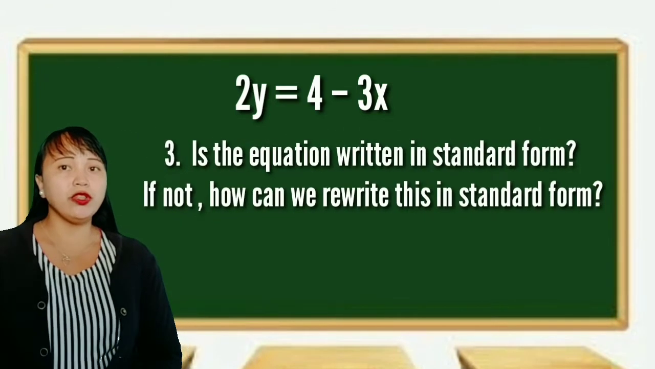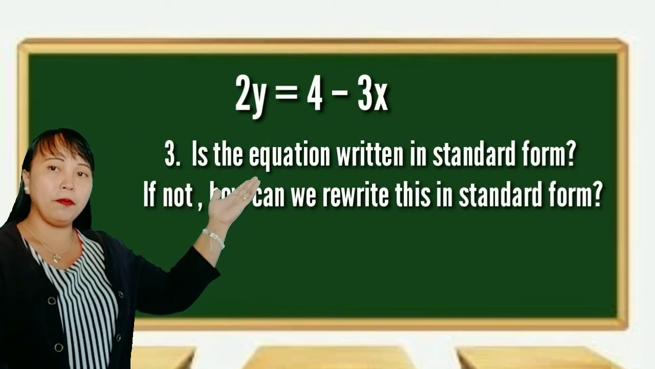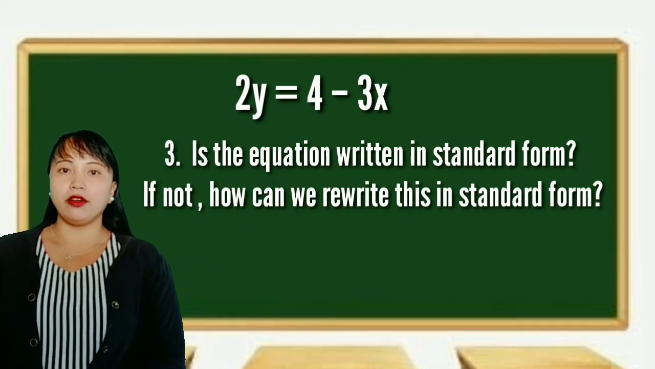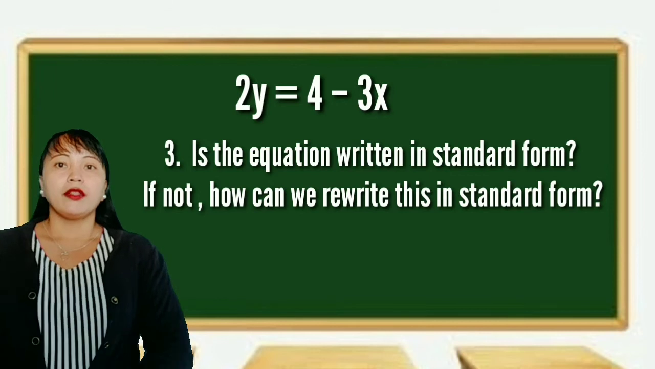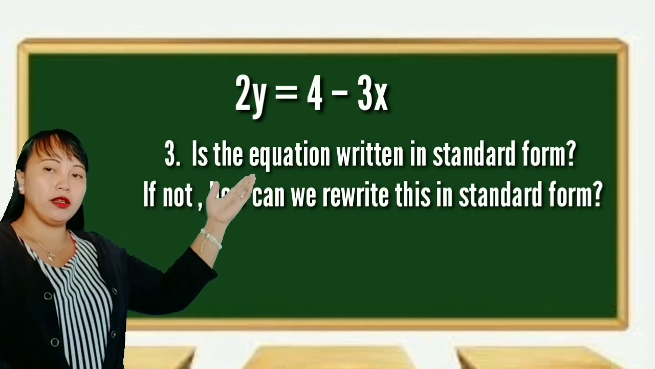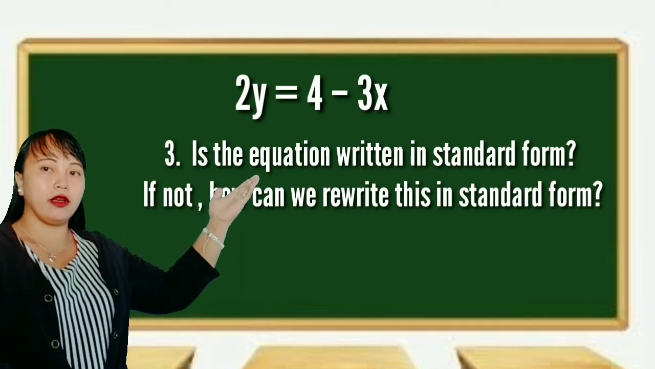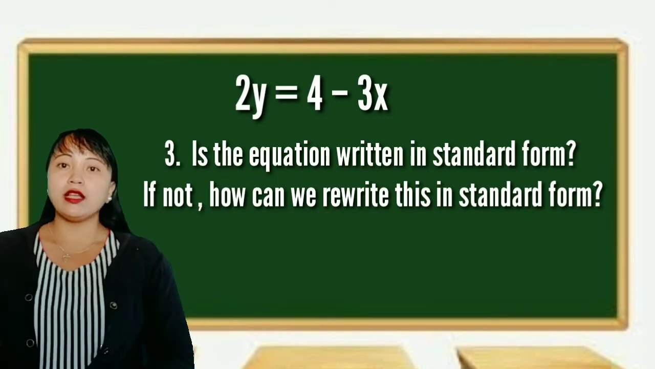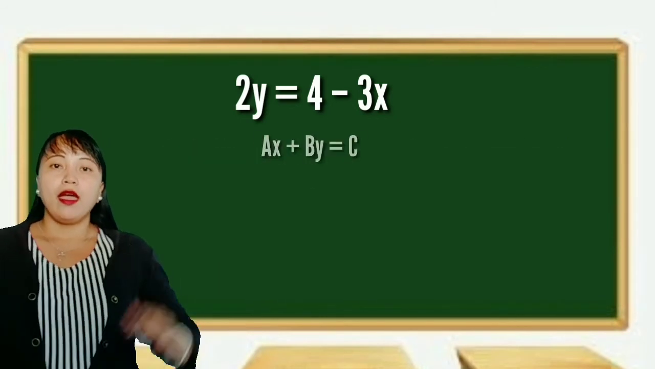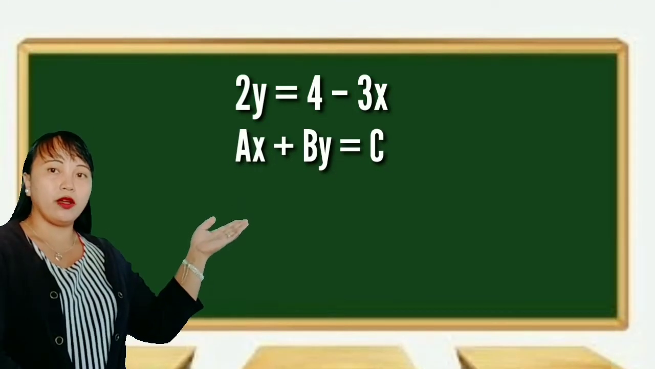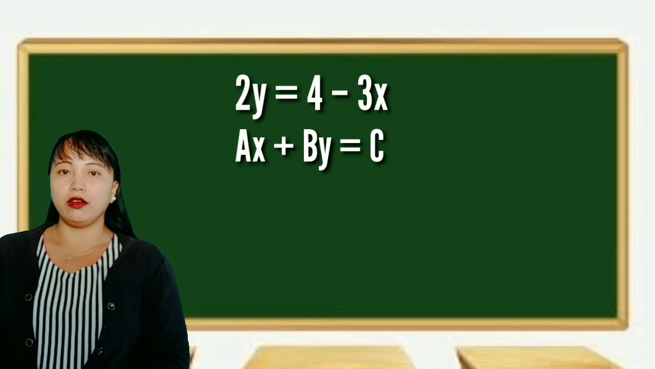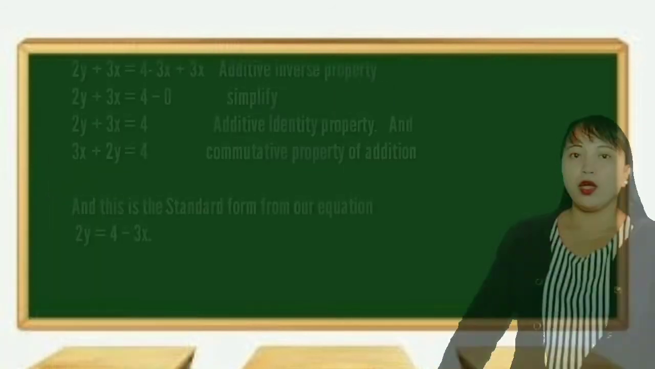Is the equation written in standard form? If not, how can we rewrite it in standard form? The equation 2y is equals to 4 minus 3x is not in standard form because it is not written in the form of ax plus by equals c. But this can be transformed into standard form as follows.